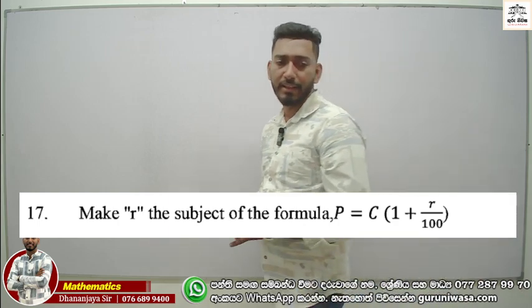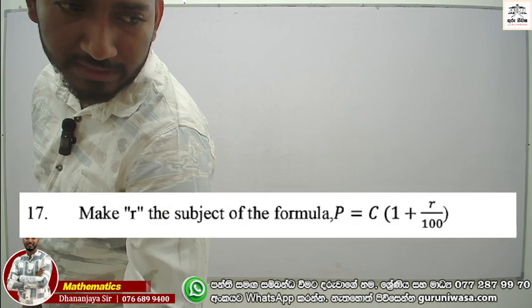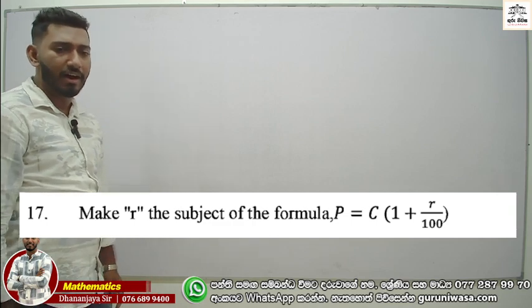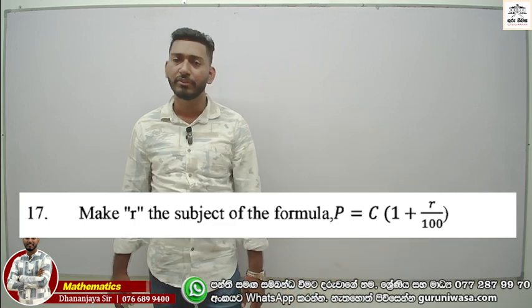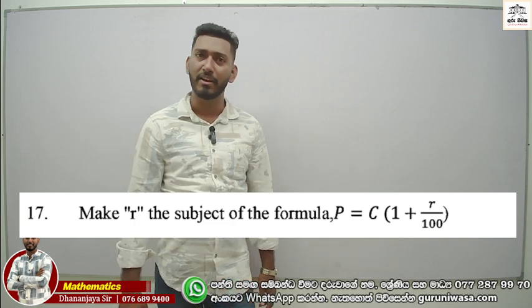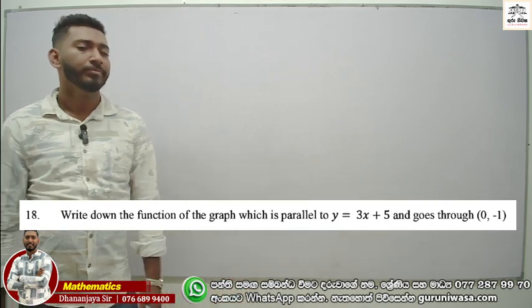Now, this is relevant to the subject of the formula, right? We make simple the subject of the formula. Therefore, P equals C into (1 plus R divided by 100), and we did it. Now look at question number 18.